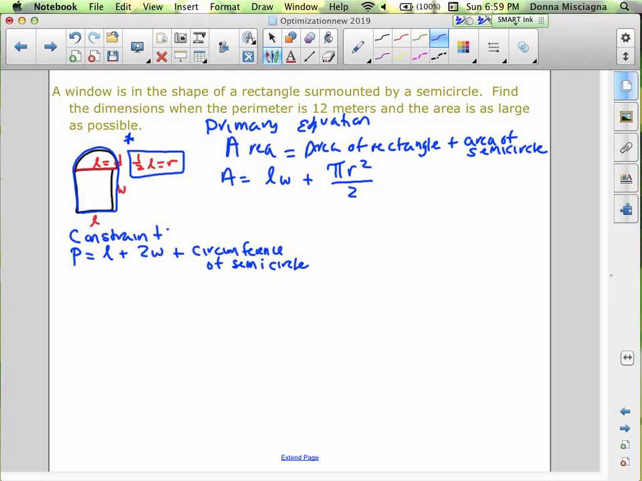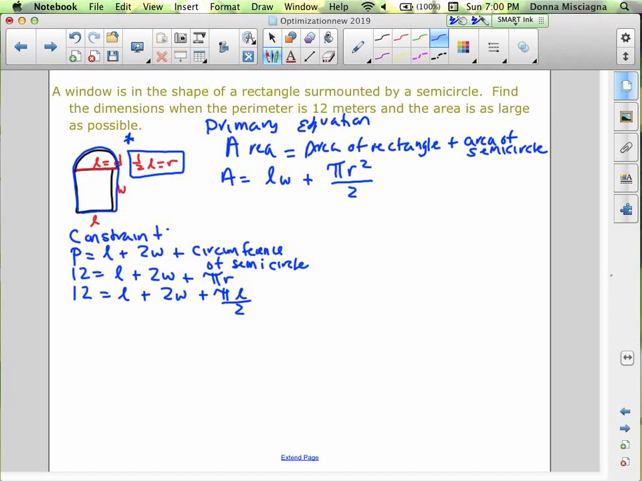All right, so we have 12 equals length plus 2w plus pi r. Instead of 2 pi r, we have pi r. And then we can replace the r with half an L. So then we have 12 equals L plus 2w plus pi times L divided by 2. There we got half an L there and there.